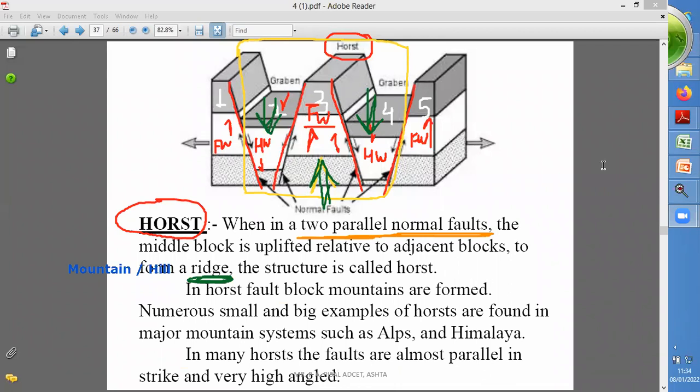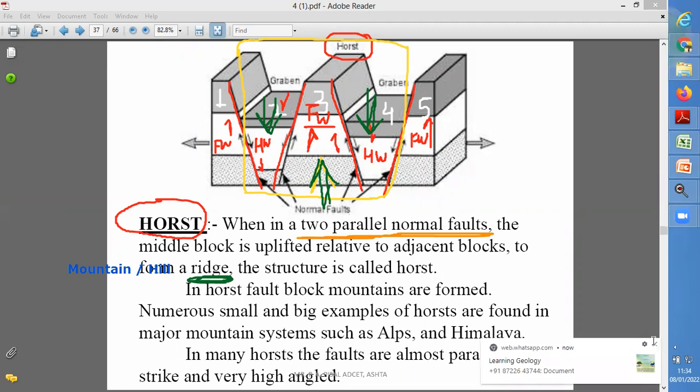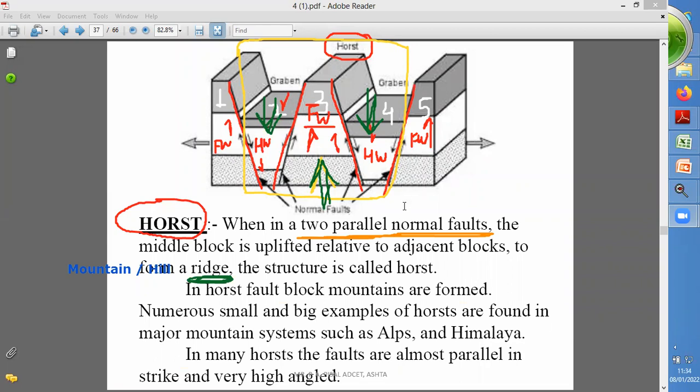And in this Himalayan mountain chain, such a type of small and large horst and graben type of faults are in numbers. Many we can see in the Himalayan mountains. In many horsts, the faults are almost parallel in strike and very high angle. Okay, means they are parallel to the strike and the angle of the fault is a maximum angle.